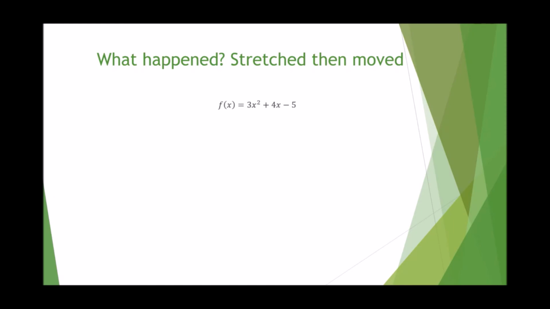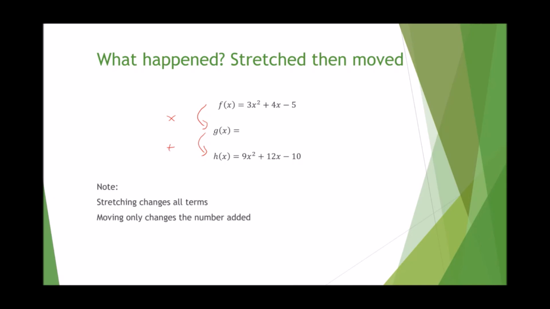We're going to start with the same function, but this time it ends up here. And it's been stretched first, so there's some in-between function. That is a multiplication of the first one, and then something has been added. And the same notes are true. Stretching still changes everything, but moving, the adding, still only changes that final number. So this time, it's this bit that's the same here, because the plus is not going to change that. So we know our in-between function looks like this.